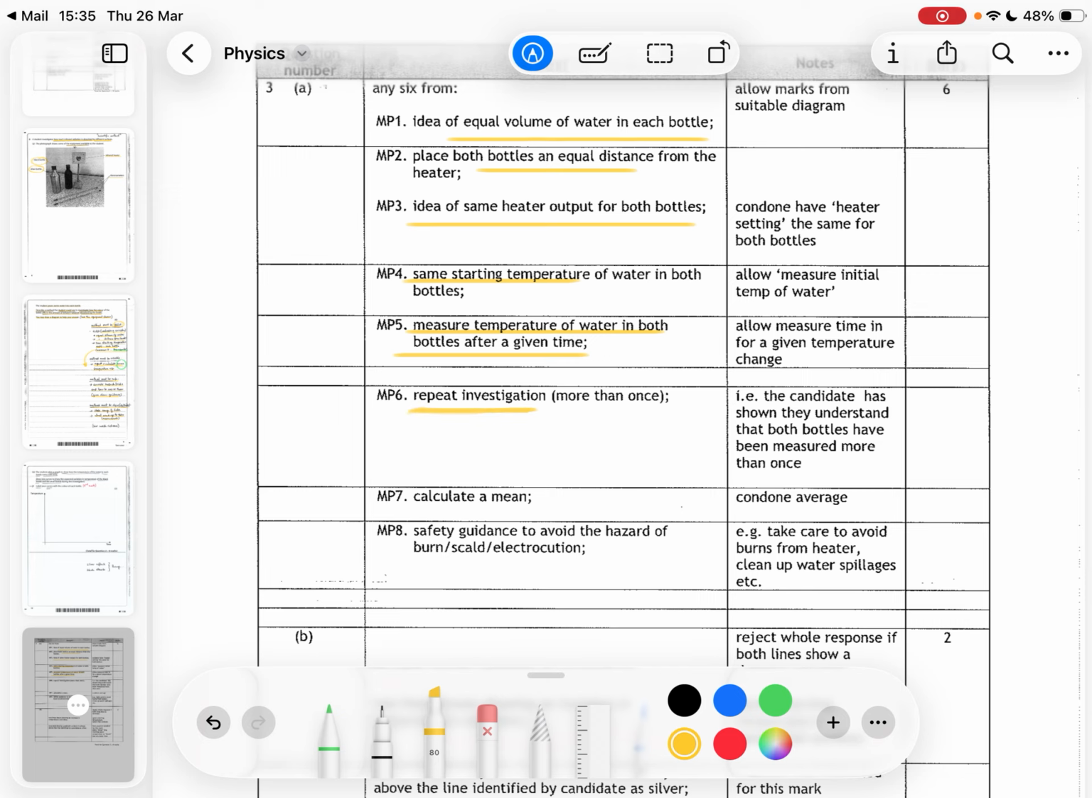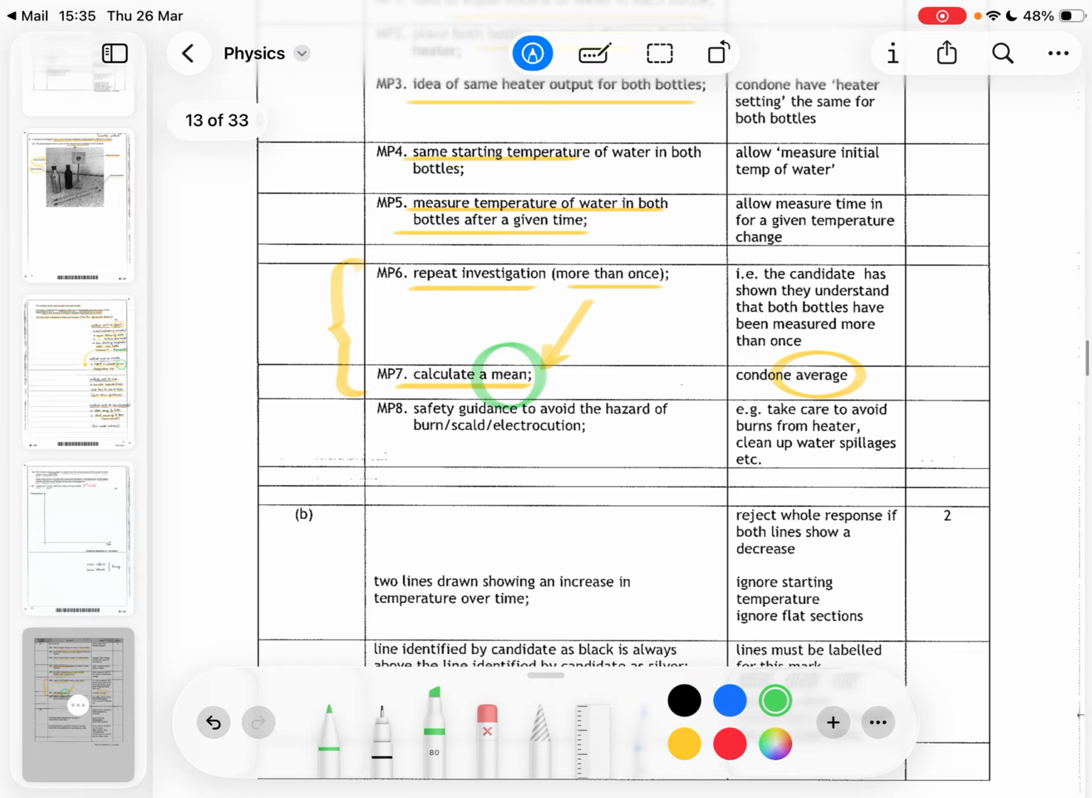Repeat the investigation more than once. They'll give you a mark for that. But the reason you do it is to calculate a mean. So get into the habit of whenever you say repeat, calculate a mean. Yeah, so keep the heater going, do it again, replace the water. Yeah, they're accepting average on this occasion, but remember there's 3 types of average, and what you really are doing is you're calculating the mean, where you add up your data and divide by the number of times you repeated it.